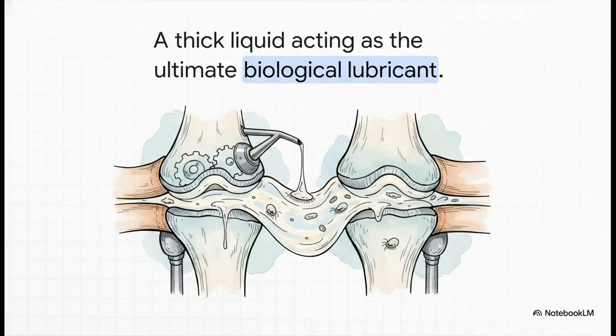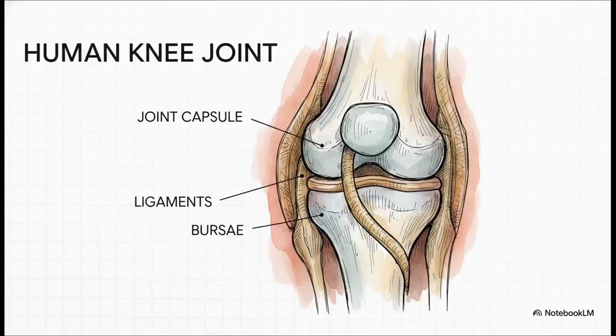Now, to keep all of that moving smoothly without grinding, your body has a brilliant self-lubricating system. Synovial fluid is secreted right from the synovial membrane into the joint cavity. It's this thick, sticky liquid with the consistency of a raw egg white, and it acts exactly like engine oil in a car. It completely prevents friction between the moving parts, supplies vital nutrients to that cartilage we just talked about, and it even contains these specific cleanup cells called phagocytes that literally vacuum up microbes and debris. How cool is that?